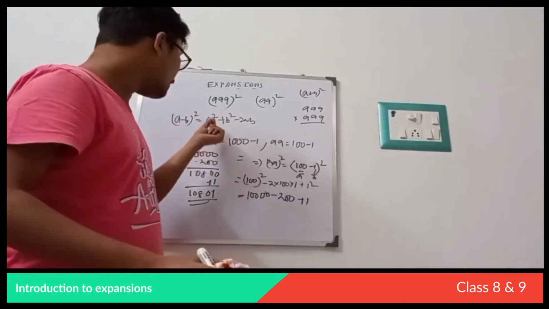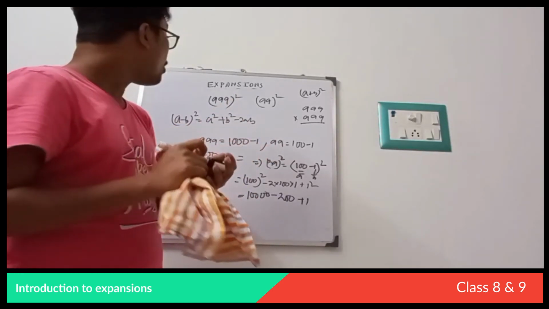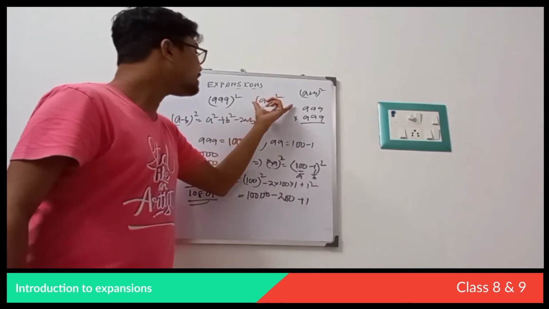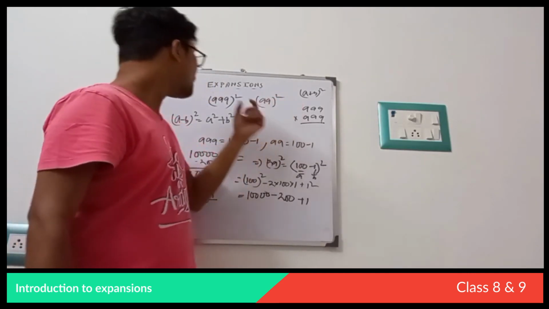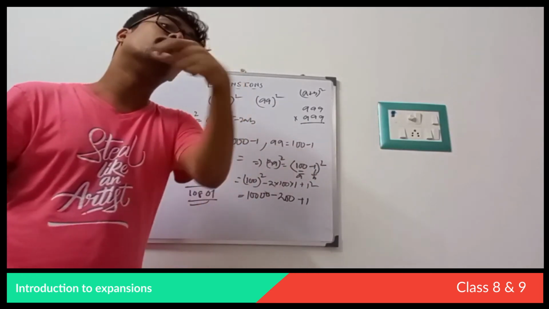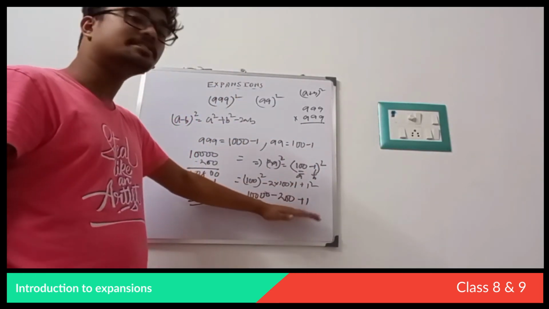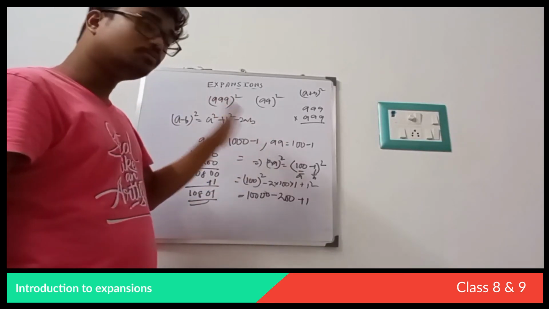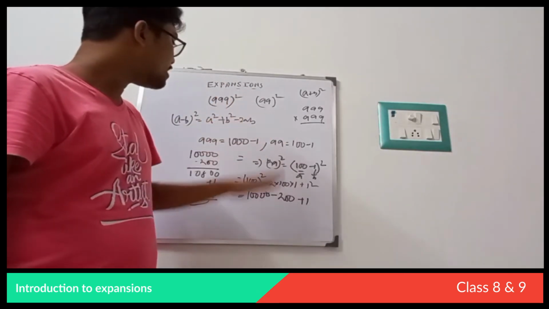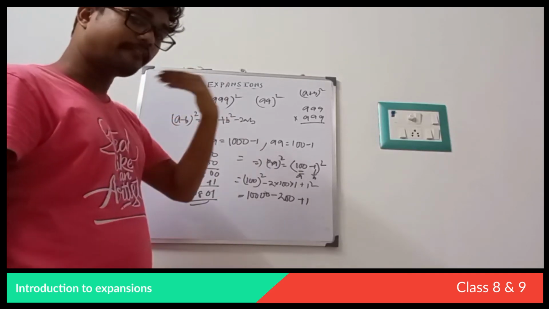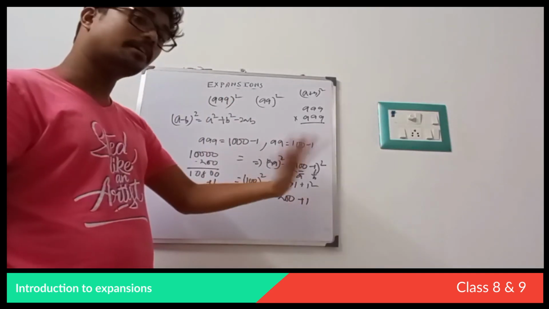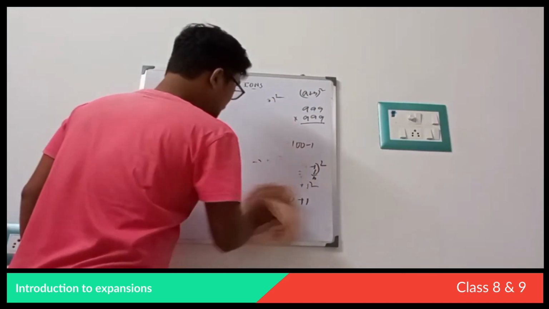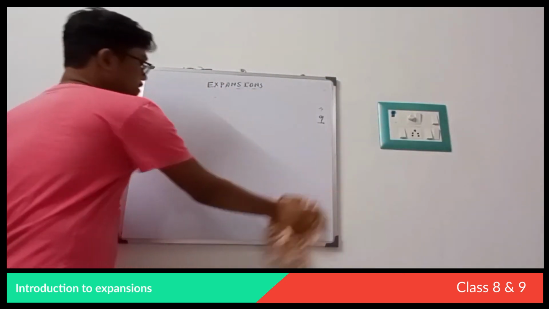This type of question can come, or the examiner can say find 99 square or 999 square using the formula of expansion. Then you have to apply this type of concept. Now 999 square is your homework. You will do 999 whole square in homework by applying a minus b whole square. If you have any doubt, write down in the comment section. I will help you. Now our next type of problem.